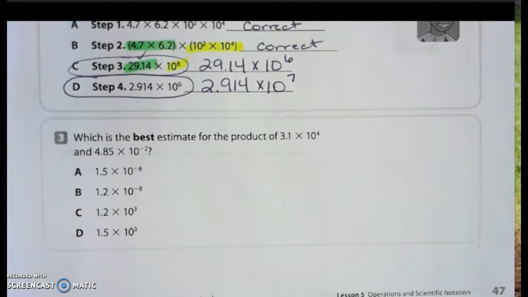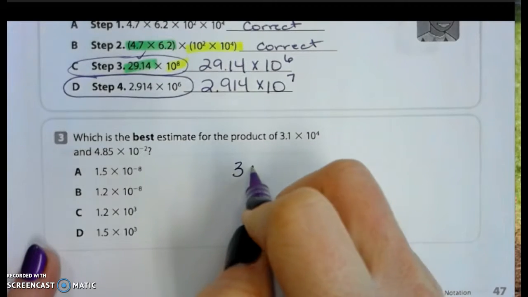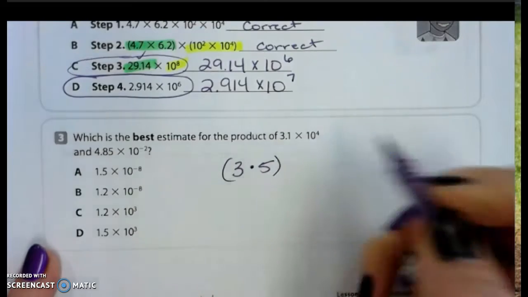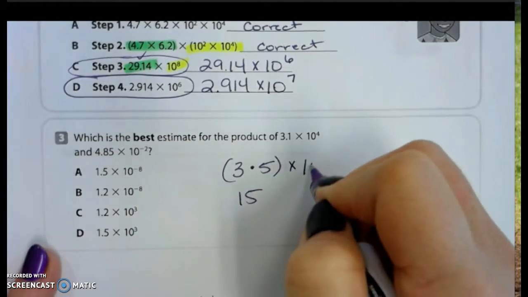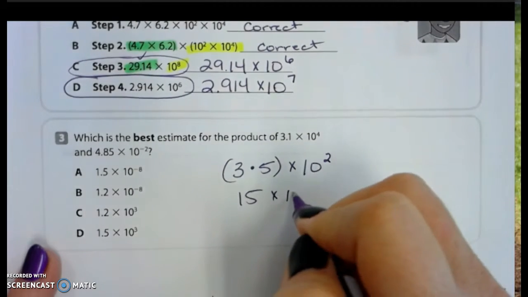Number 3. Which is the best estimate for the product of 3.1 times 10 to the 4th and 4.85 times 10 to the negative 2? Well, if I estimate 3.1 at 3 and I estimate 4.85 at 5, I get 15. And then for my base 10s, I'm going to keep the base 10, add the exponents, and get 10 squared.